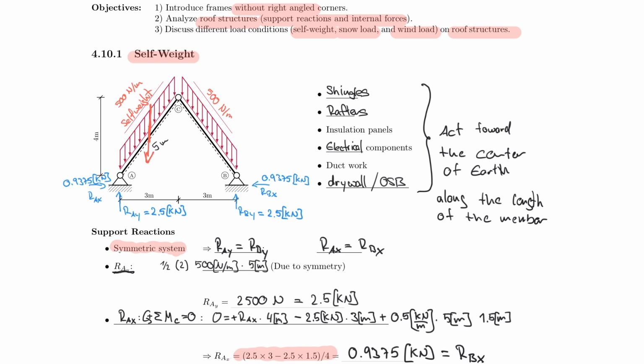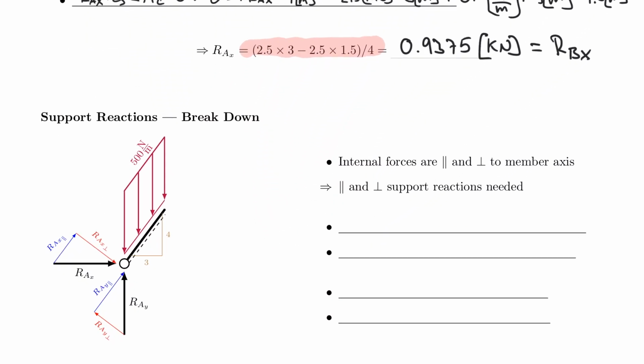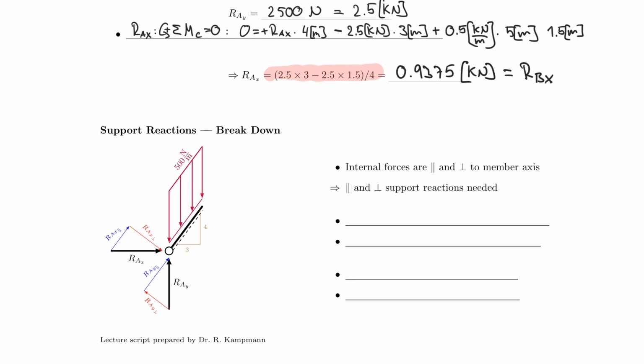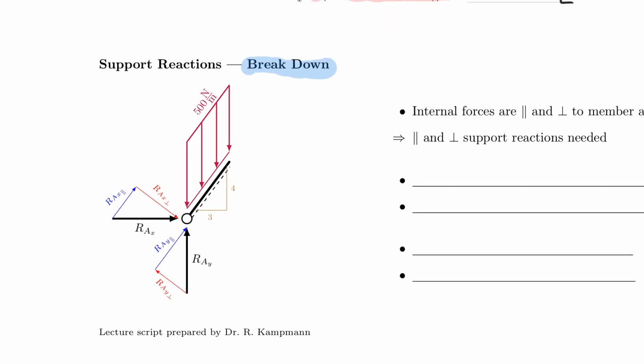Now let's move on to the next issue, and that is, if you calculate internal forces, you need to find the forces that are actually 100% parallel to the member. For the normal forces, it's parallel, and for the shear forces, it's perpendicular. The problem that we currently have is that the support reactions are not. And so what we have to do next is actually break down the support reactions. So our next step is to do the breakdown of these support reactions. And you can already see in the picture here that's already been done, at least conceptually.